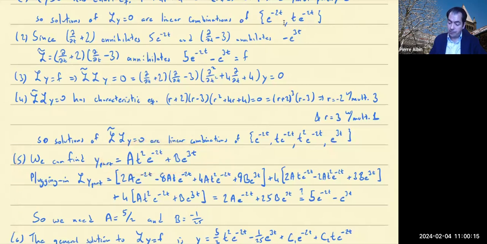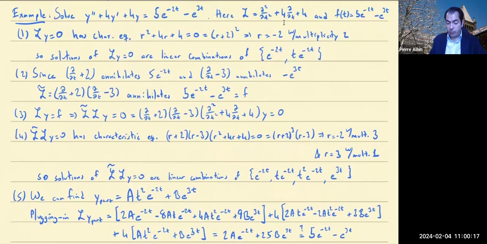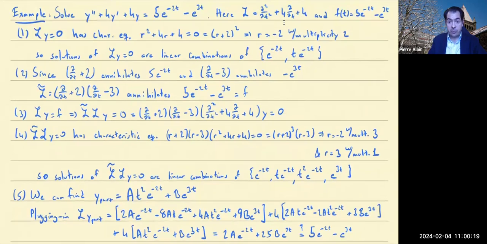in the same way. The difference, again, between the annihilator method and the method of undetermined coefficients is that instead of having to guess this, we solved, and then we were guaranteed that there was a particular solution of this form.